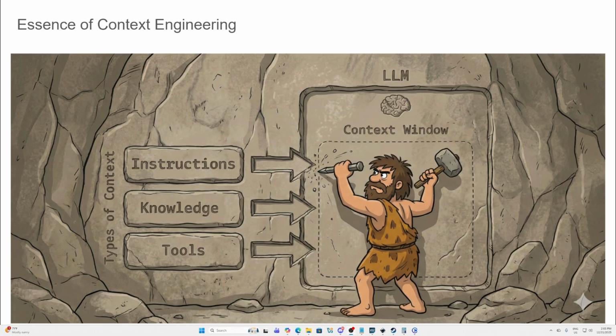We're going to talk about how understanding context engineering can help you when you're actually making prompts. So it's kind of a superset of prompt engineering.